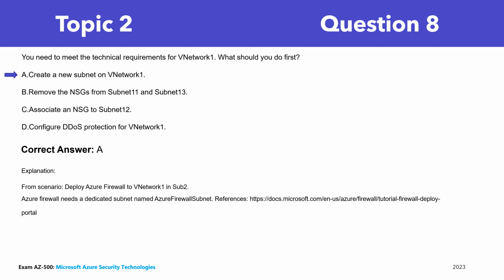You need to meet the technical requirements for vNetwork 1. What should you do first? A. Create a new subnet on vNetwork 1. B. Remove the NSGs from subnet 11 and subnet 13. C. Associate an NSG to subnet 12. D. Configure DDoS protection for vNetwork 1. Correct answer, A.